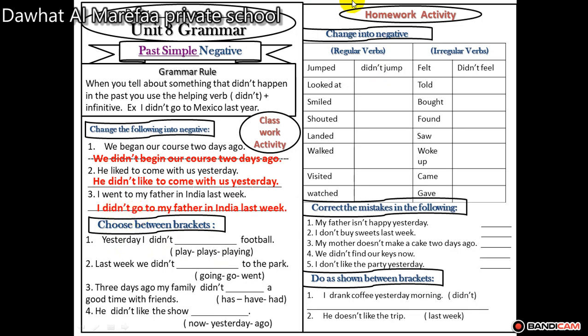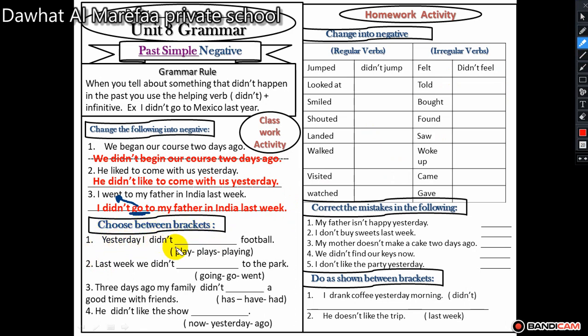Why is this go? Because it is the basic form or the main verb. So the past form will be went, and the basic form is go. So, I didn't go to my father in India last week. Very good. So, right now, we are going to choose between brackets.